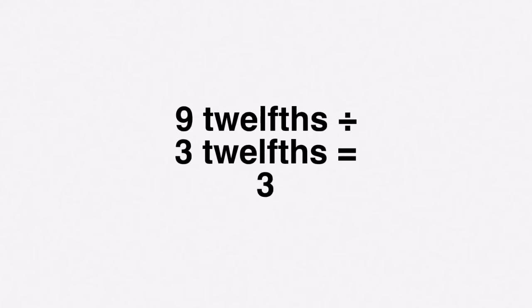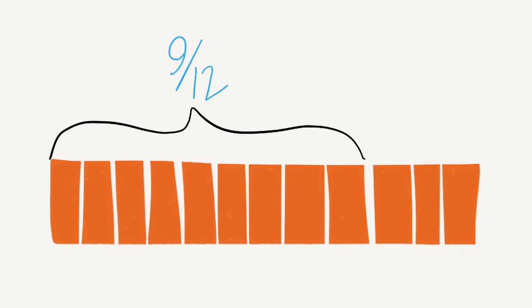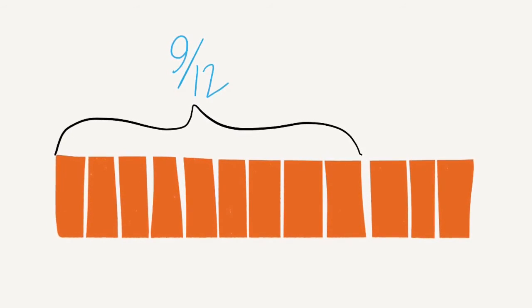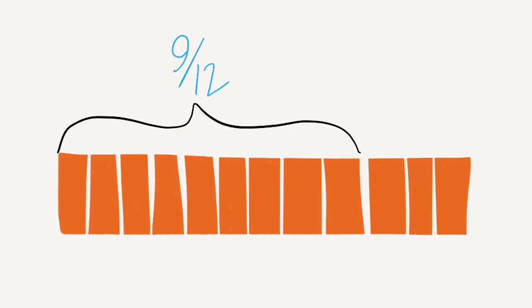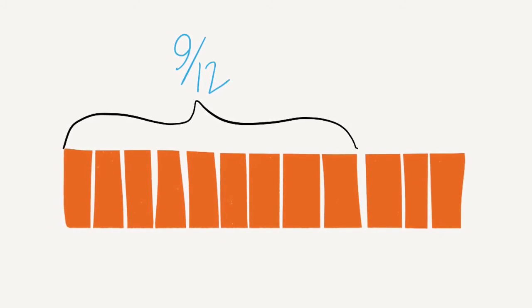9 anything divided by 3 anything is going to give us 3. But what does this actually look like drawn out? What is happening behind the numbers? Well, let's draw out 9/12. Now notice I drew 12 boxes, but I only captured 9 of them. Why? Because it's 9/12, 9 pieces out of 12 that make a whole.